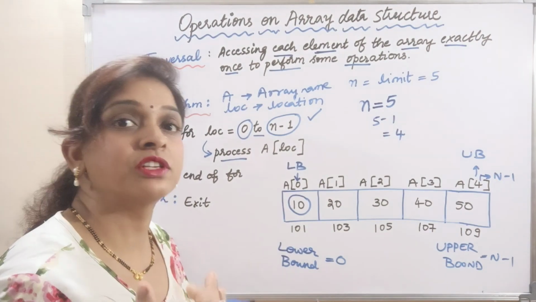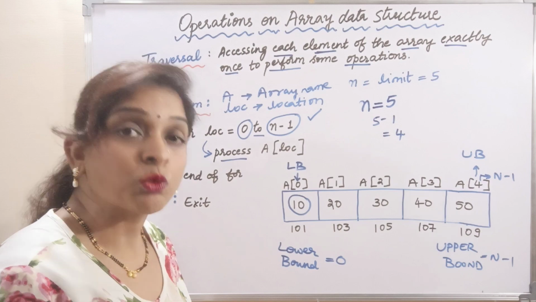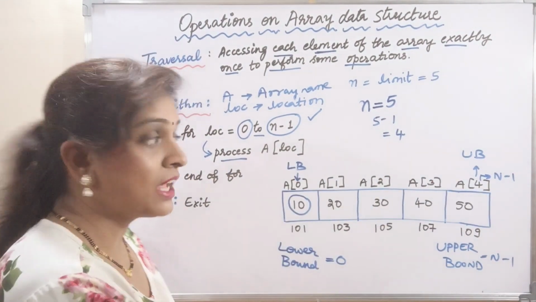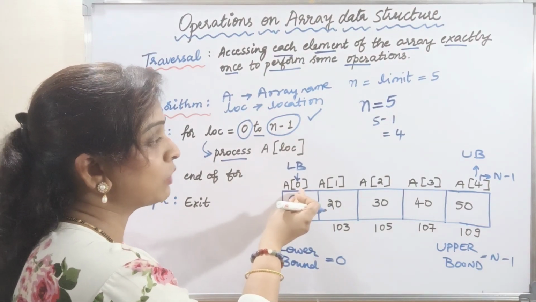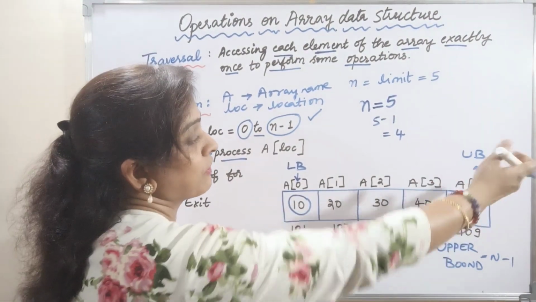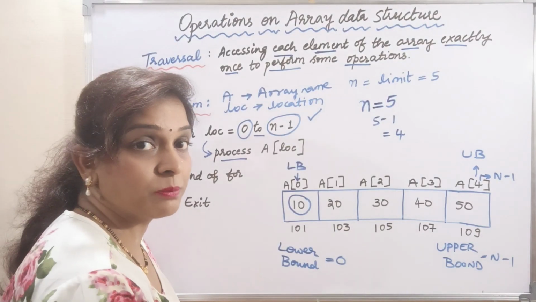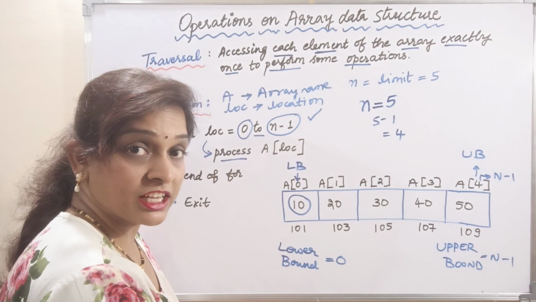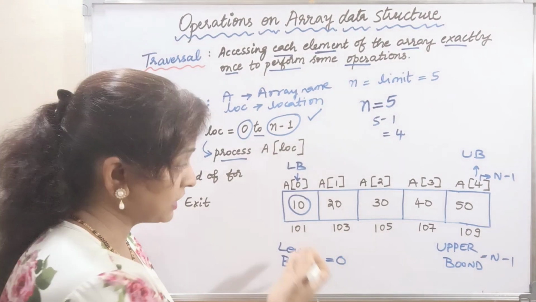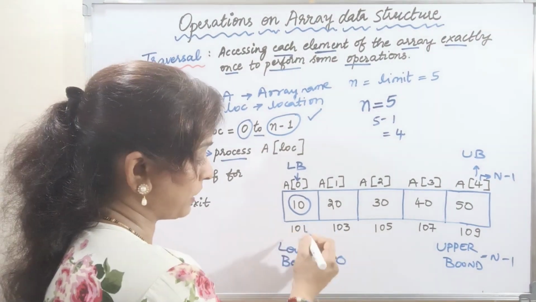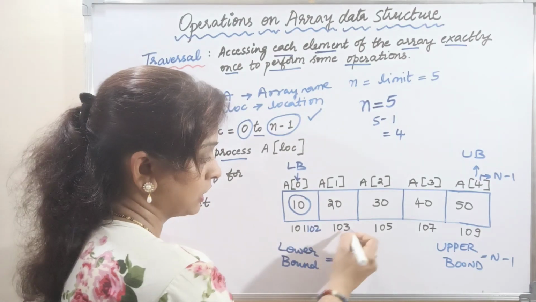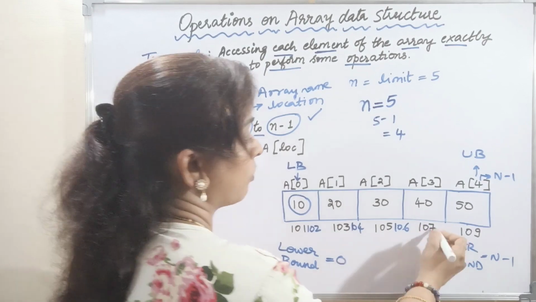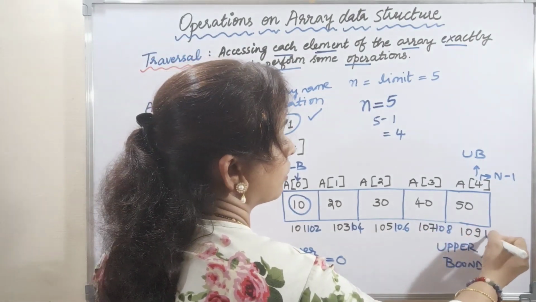Here I need to do the traversal. How do I do the traversal? How do I visit each and every element of the array? I need to start from the index value 0 and move on one by one up to n minus 1. Of course, the elements will be in a linear fashion, arranged one after the other. In arrays, we have consecutive memory locations. See the addresses 101, 102, 103, 104, 105, 106, 107, 108, 109, 110.